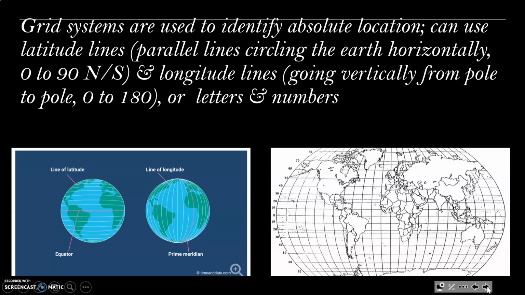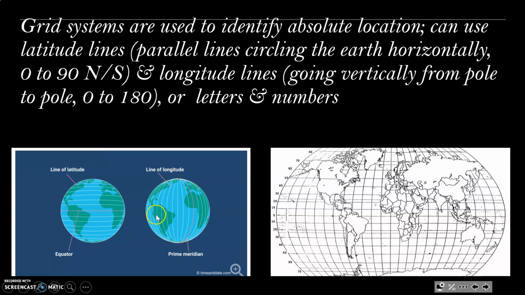So latitude and longitude is the most common type of grid system on a map. So latitude lines are these parallel lines that go horizontally around the Earth's surface. The equator is 0 degrees latitude, and then these lines are parallel, never touch, all the way to the North Pole, which is 90 degrees north latitude, and all the way down to the South Pole, which is 90 degrees south latitude.